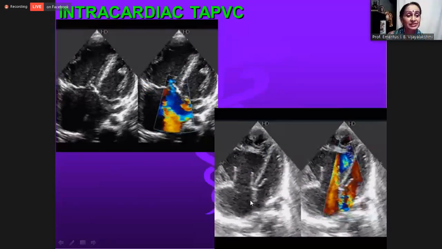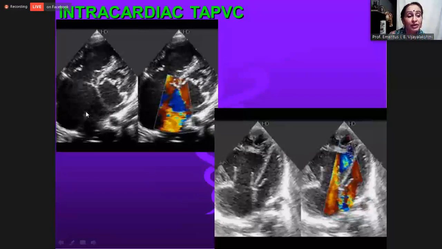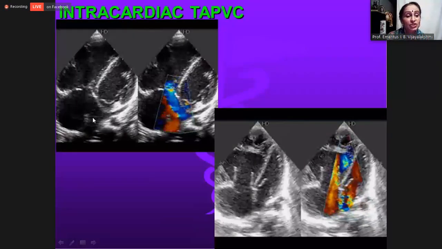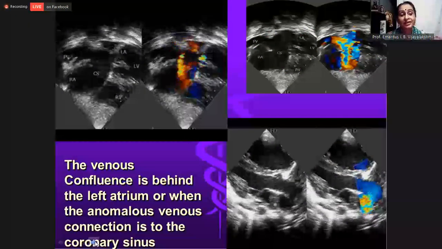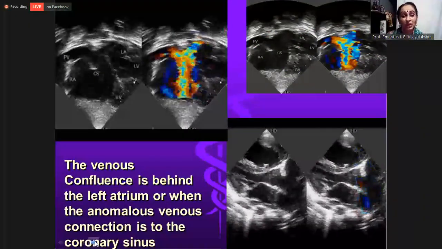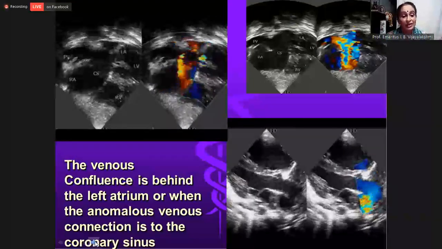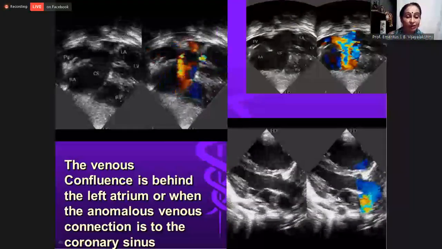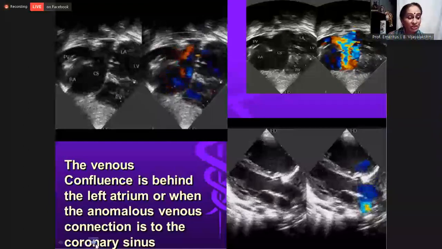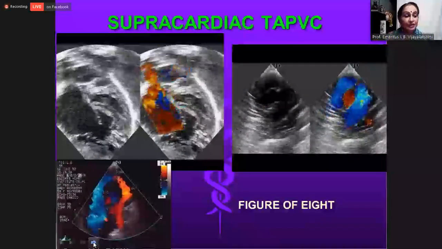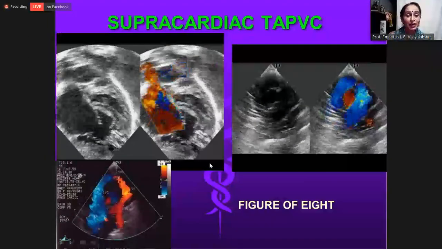So here you can see what appears like the ostium primum ASD, and in fact it is the dilated coronary sinus, that is the intracardiac TAPVC. So you have to look where the pulmonary veins are draining, and that is the inverted image along with the confluent chamber behind the LA. So this is the supracardiac TAPVC.